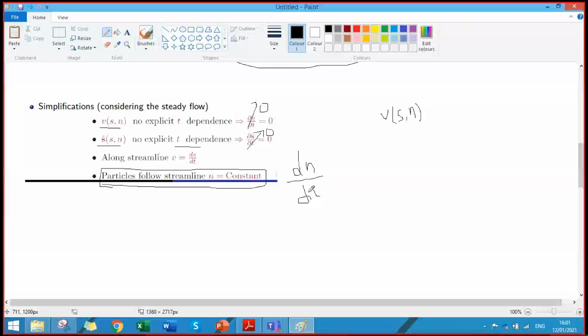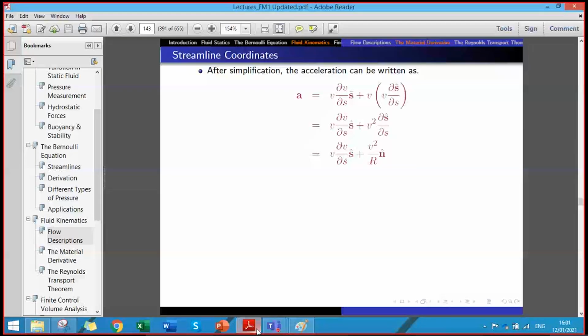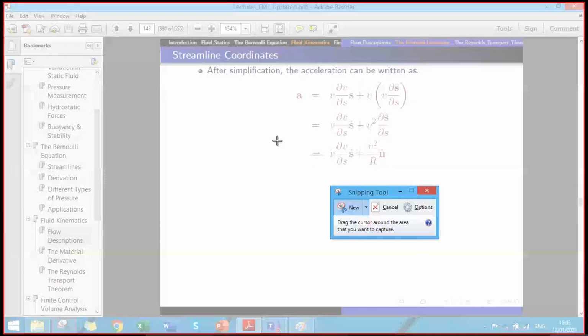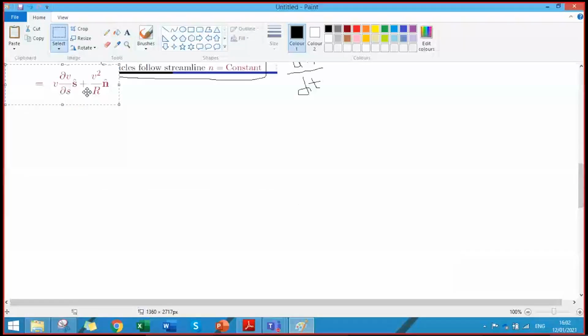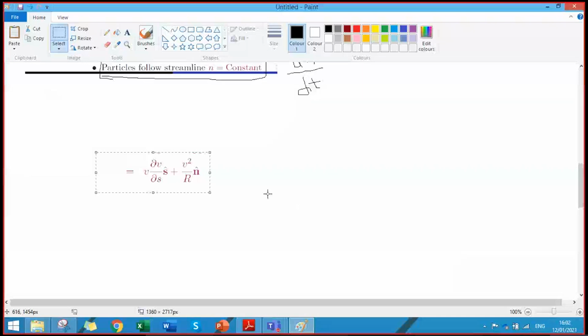So it means that after the simplification, we will get the acceleration as this equation. That is, acceleration would be equal to v partial v by partial s into the s direction plus v square by r into the n direction. We know that this is the same equation we have already studied in chapter number 3. Have we studied this equation already? That acceleration has two components, the streamline component and the normal component. Yes, you remember that? So the acceleration field along the streamline normal coordinate is the same as we have already studied. There is no difference in that. So using the streamline coordinates is more convenient as compared to the Cartesian coordinates.